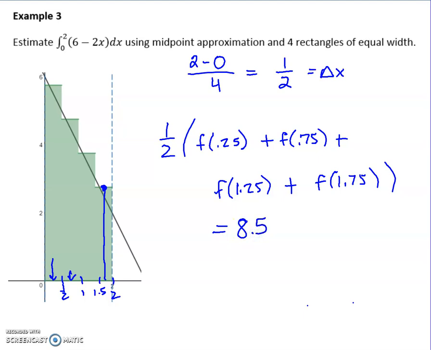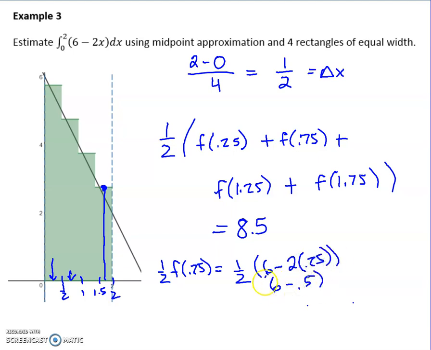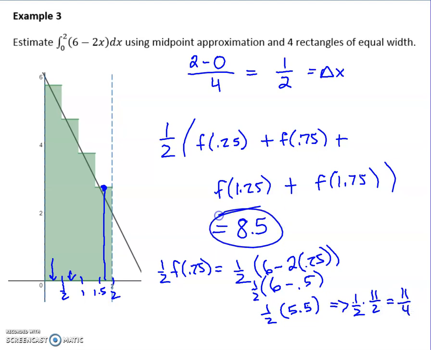Remember, the way that I'm getting that is I'm literally plugging in 0.25 up here into my equation. So I'll show you that first one. If I take half times f of 0.25 only, I get half of 6 minus 2 times 0.25. This is 6 minus 0.5 times 1/2, or half of 5.5. If I was going to do this by hand, I would do them as fractions. And so that's 11 halves. And so I end up with 11 fourths. So that's kind of nasty. But overall, once you get all of these and add them up, you do get 8.5. You can use your calculator for this.